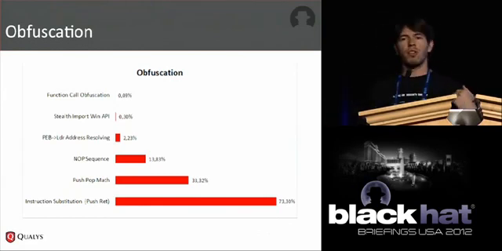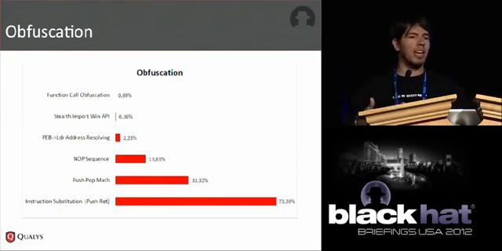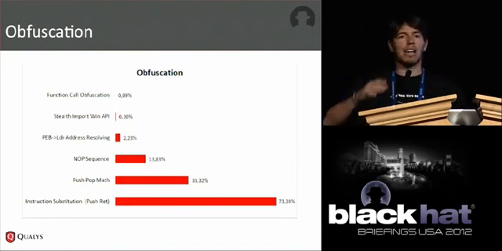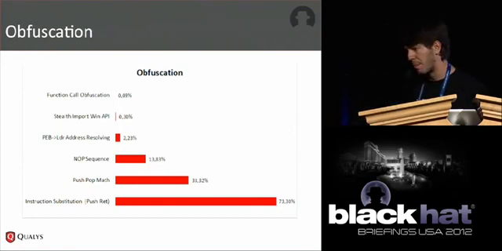So as I showed, there are a lot of reasons. Now I will pass to Gabriel to tell you which of the techniques we implemented for each of these four categories, which are obfuscation, anti-disassembly, anti-debugging, and anti-VM.